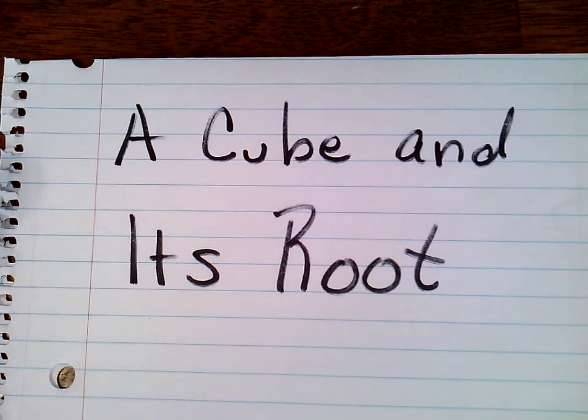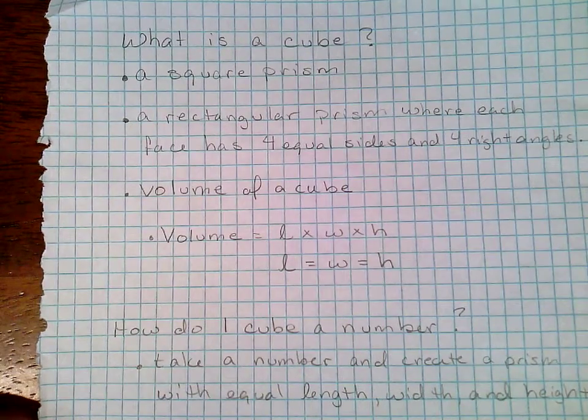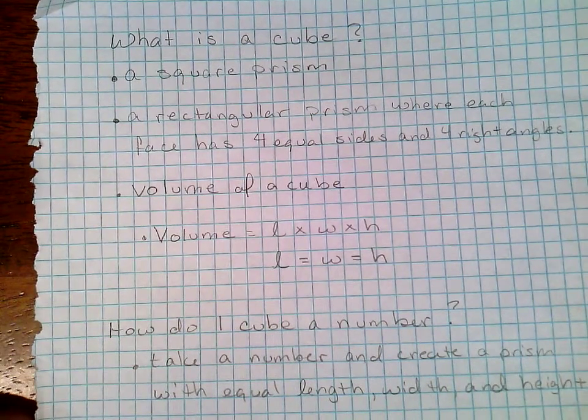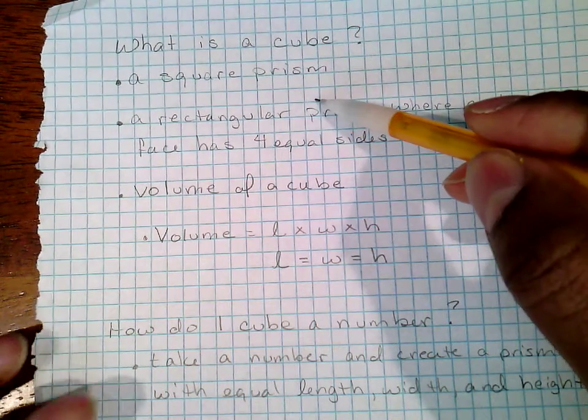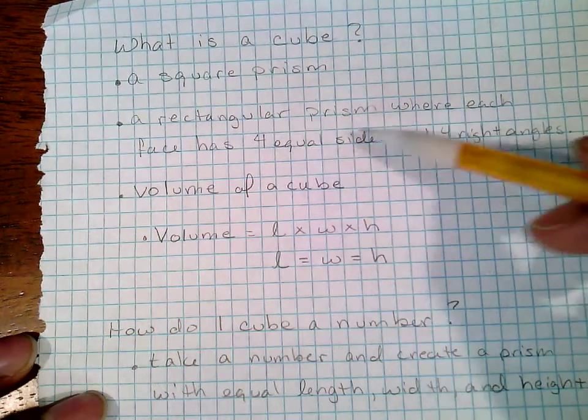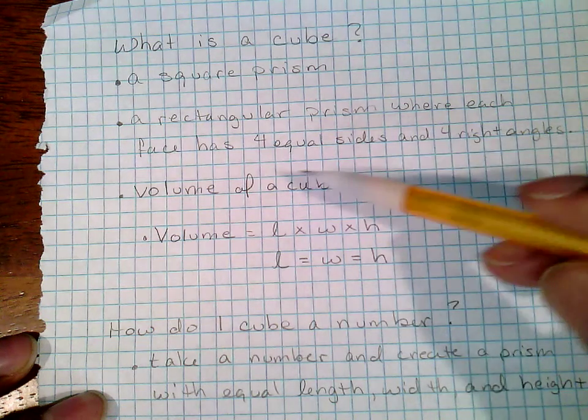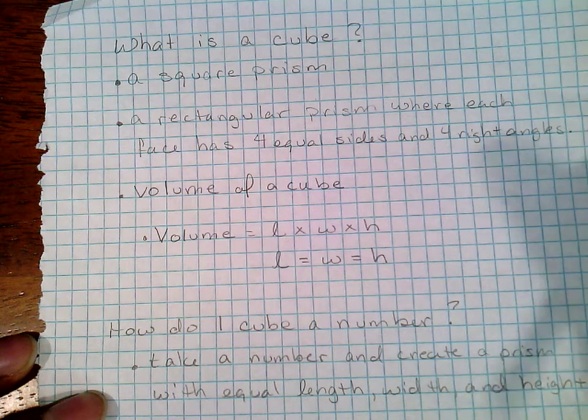We're going to discuss a cube and its root. First, we're going to look at what is a cube. A cube can be defined as also being a square prism, which is a rectangular prism where each face has 4 equal sides and 4 right angles.